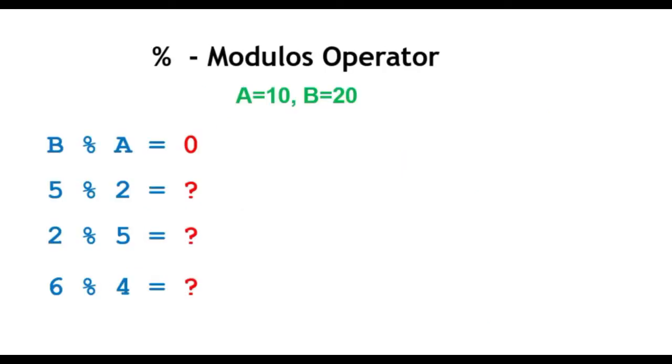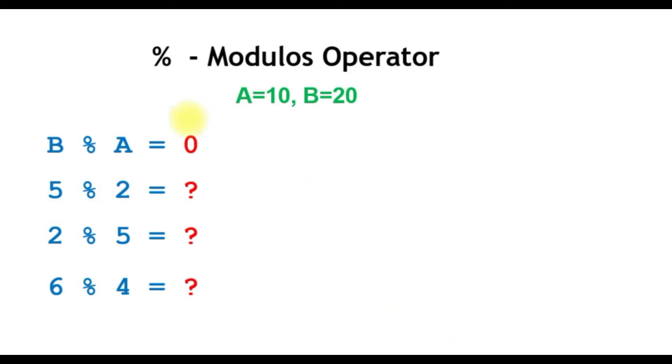I-discuss natin nang maigi yung tatlong nahuling arithmetic operators: the modulo, the decrement, and increment. Unahin natin si modulo para maintindihan natin. Tandaan natin, si modulo ang tawag sa kanya ay remainder operator. Pag sinabing remainder operator, ang kinukuha mo ay yung remainder o yung naiwan kapag dinivide yung two operands.